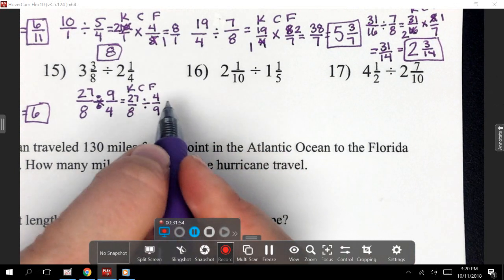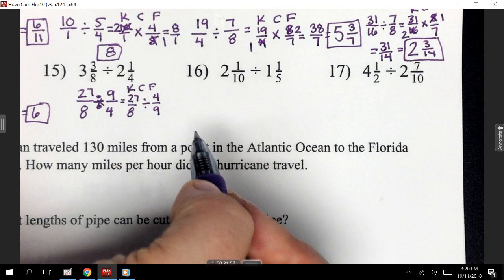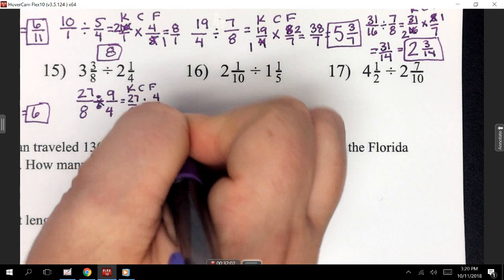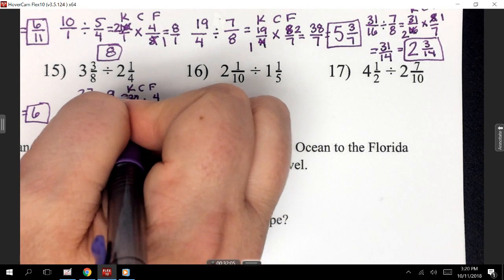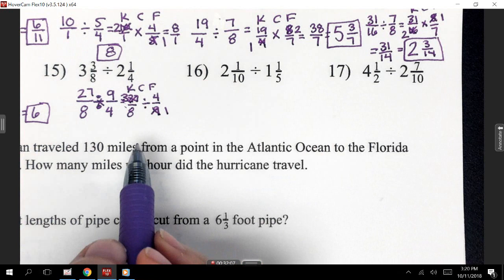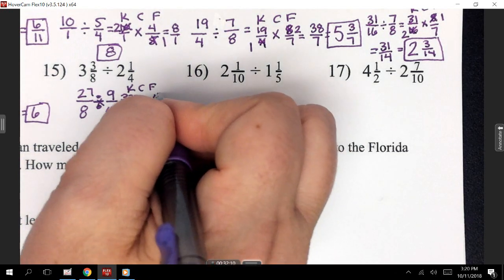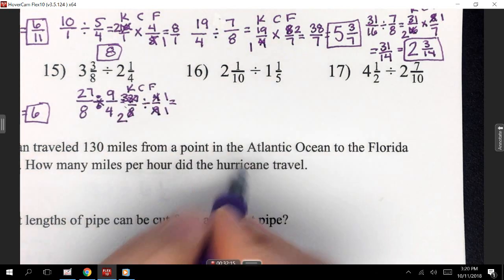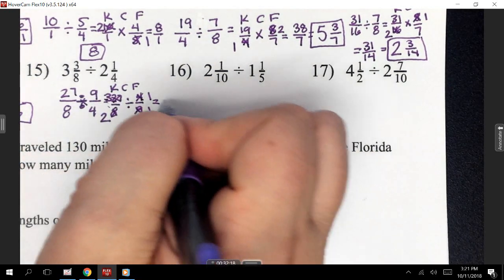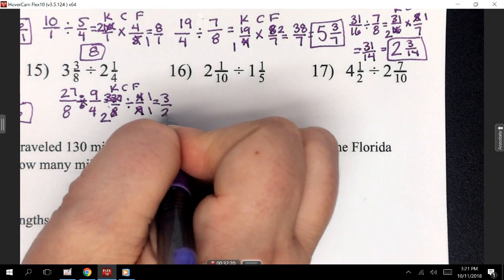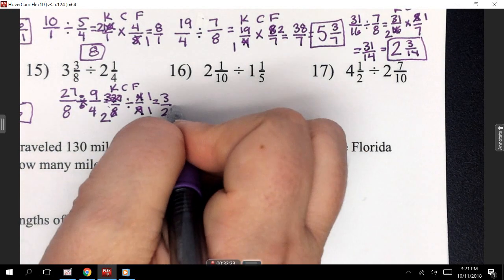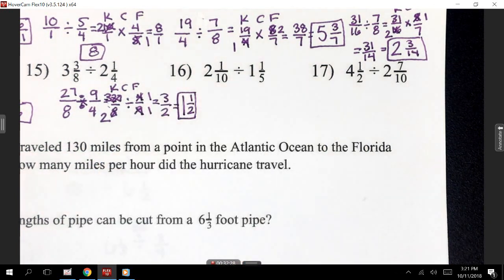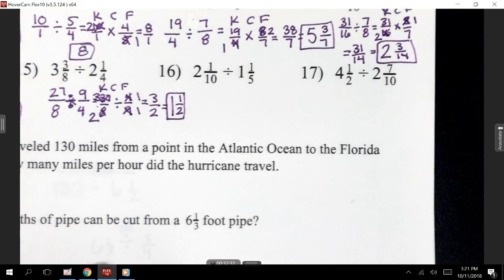So right here, when it says 9 and 27, I know that'll simplify because 9 can go into 9 once, and 9 can go into 27 3 times. So that's a 3 right there. Then 4 and 8, 4 can go into 4 once, and 4 can go into 8 twice. So now when I multiply, I have 3 times 1, which is 3, and 2 times 1, which is 2. 2 will go into 3 once with 1 left over, so I end up with 1 and a half there.